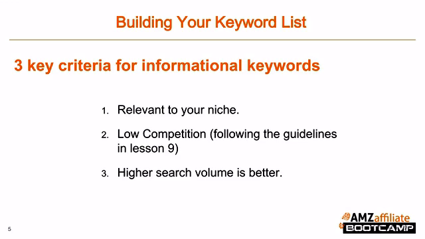And for the informational keywords, there are basically 3 key criteria. Number 1, obviously it should be relevant to your niche. Number 2, low competition, again following the guidelines from the previous lessons. And finally, the higher the search volume, the better. But again, it should be something that you can rank for. That's the most important thing. Now let's go through a walkthrough process of building this actual list so you can see what it looks like in real time.